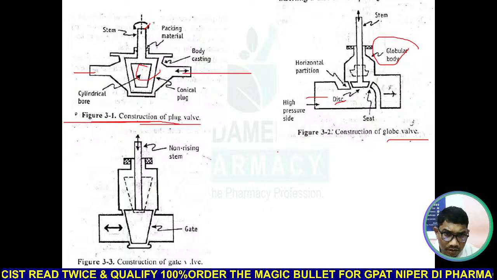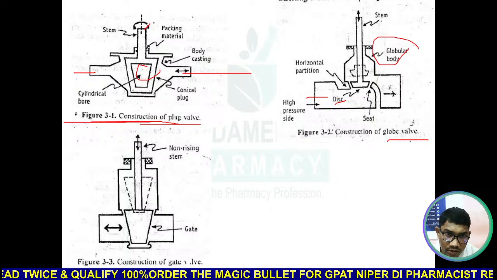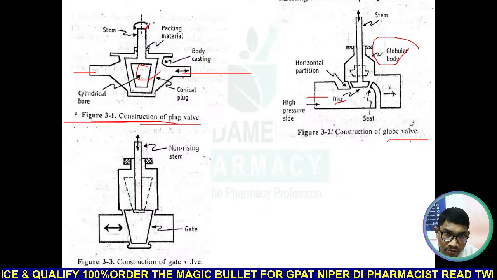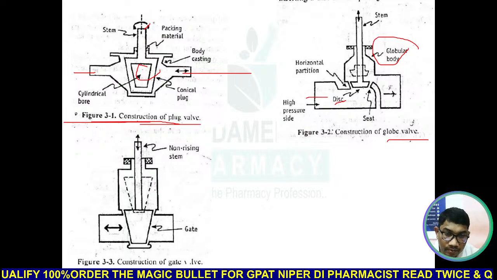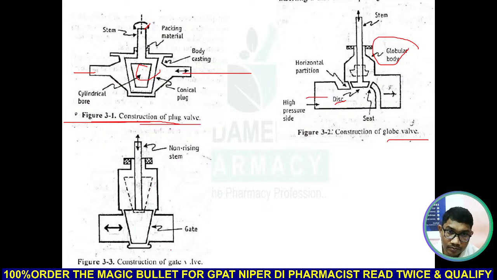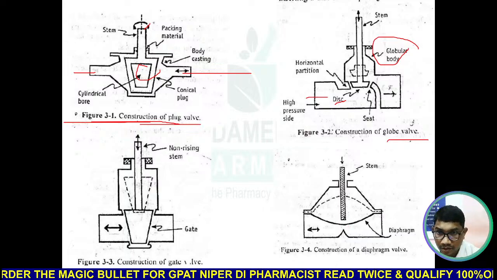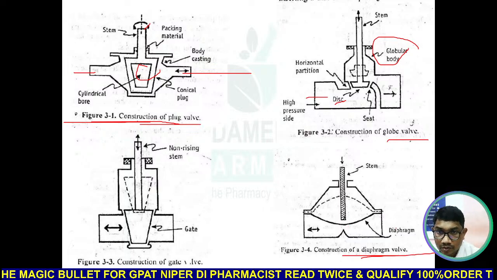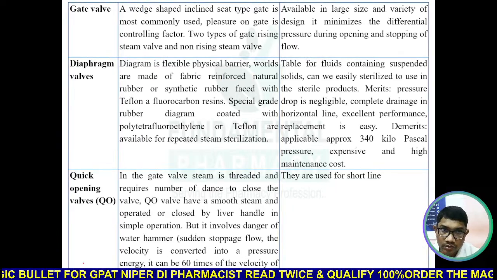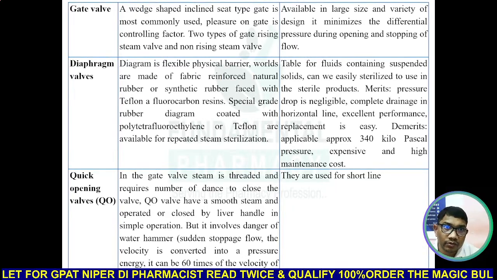Third is the construction of the gate valve. Gate valve will look like this. Gate valve looks something like this. Fourth is the diaphragm valve. Diaphragm valve, yes, you see it. Now the next one is the gate valve.